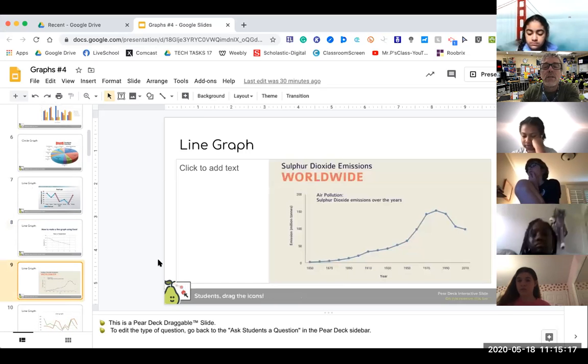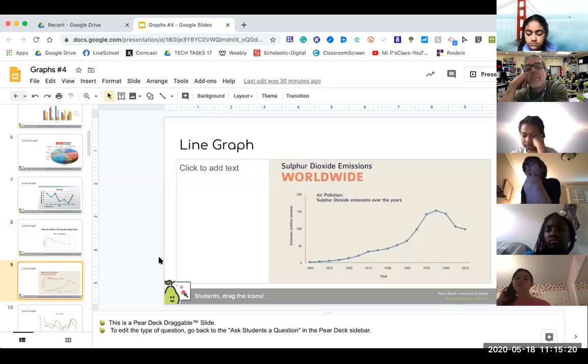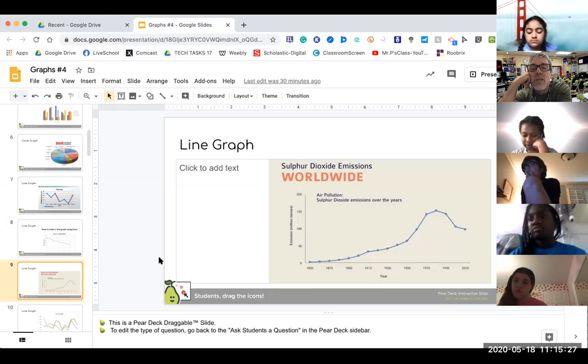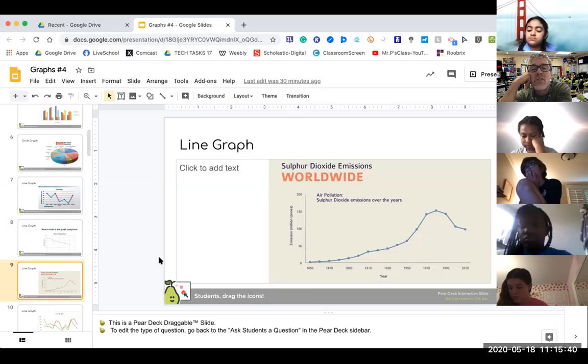All right, take a moment to look at this graph. On the Pear Deck, you're going to move the arrow buttons over to where you see the steepest slope. This graph is about sulfur dioxide emissions over the last 170 years. So take a moment and tell me, where was the greatest amount of sulfur dioxide emission?